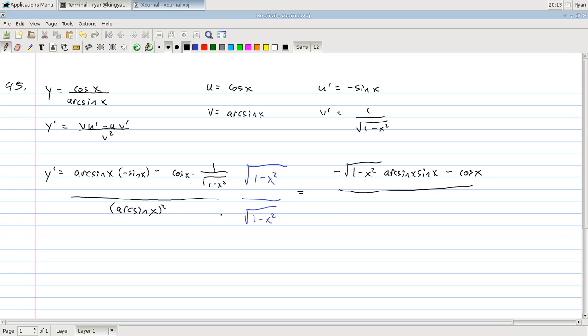And in the denominator, there's nothing to cancel, so we're just left with the square root of 1 minus x squared times arcsine x squared. And that's our derivative using the quotient rule.